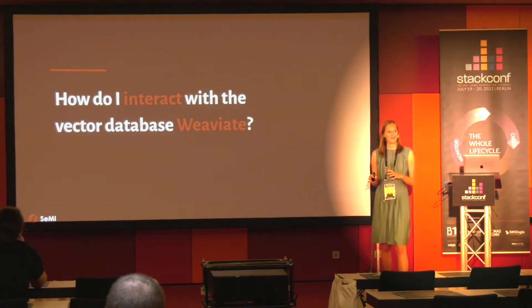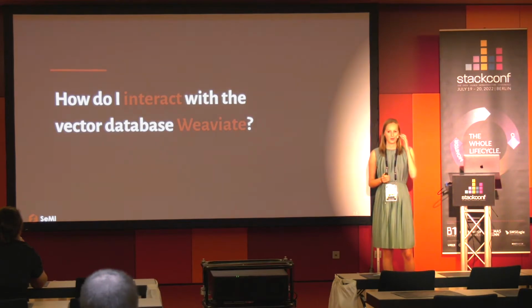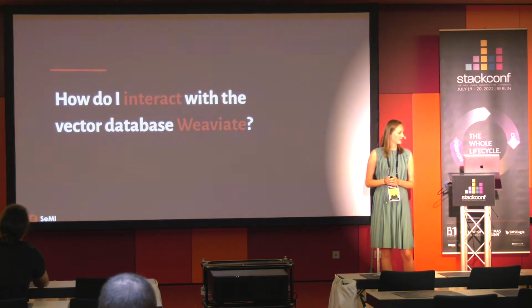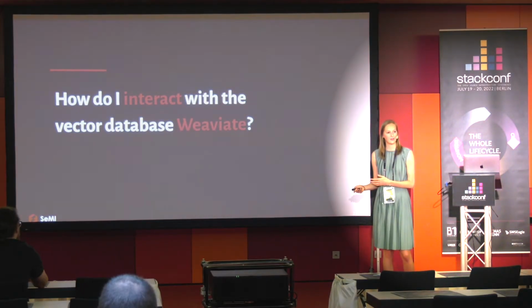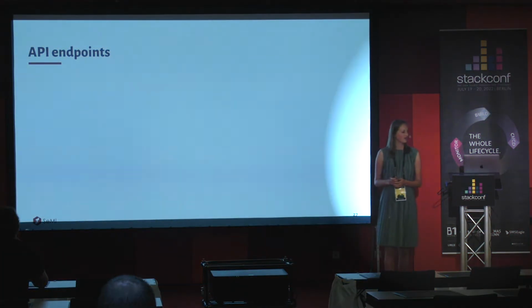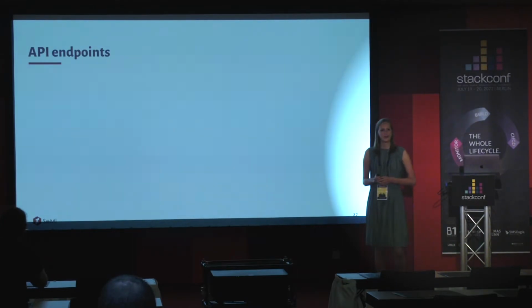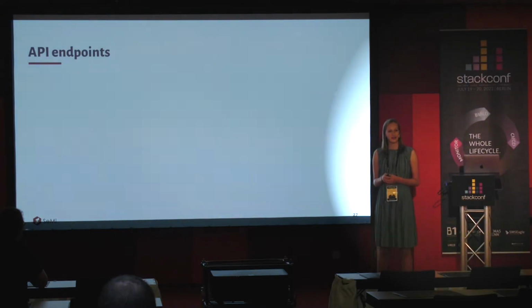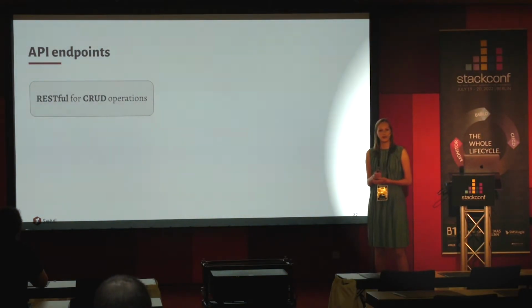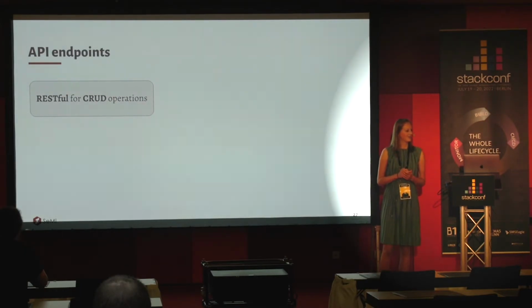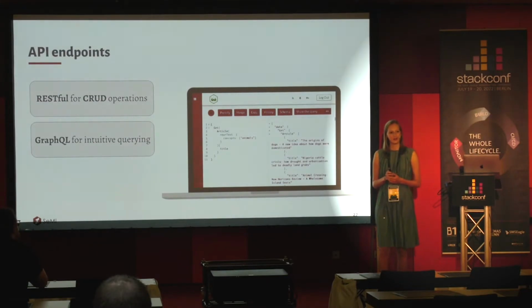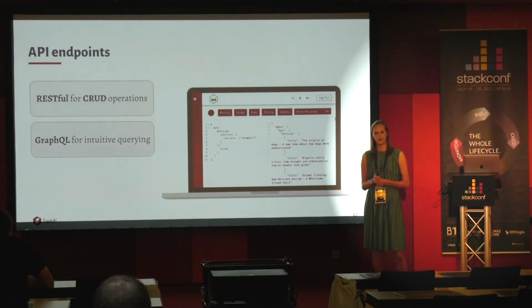So now that I hope you have a basic understanding of how that works, I want to go into how you then use it. How do you interact with this database? Weaviate is API-first, so it means we have API endpoints that allow you to interact with the data. We have the usual RESTful API endpoints to do CRUD operations. That's not so exciting, but useful. And we have GraphQL API endpoints to do intuitive querying. And that's what I want to show you today.